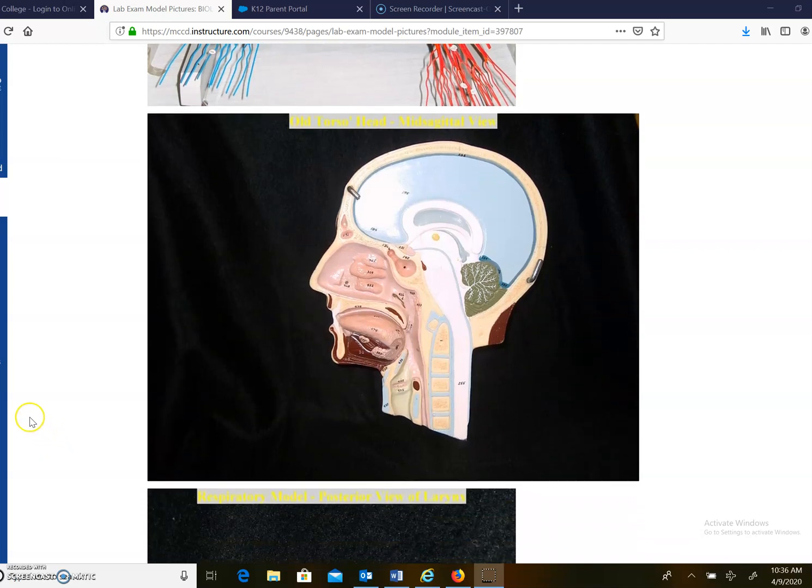All right, everyone. So we're going to wrap up the models for the lab exam for Unit 4 here in just a couple minutes. We're going to talk about the respiratory system.